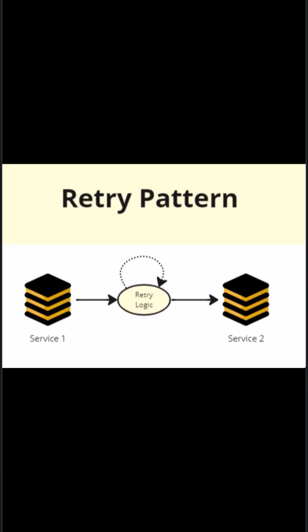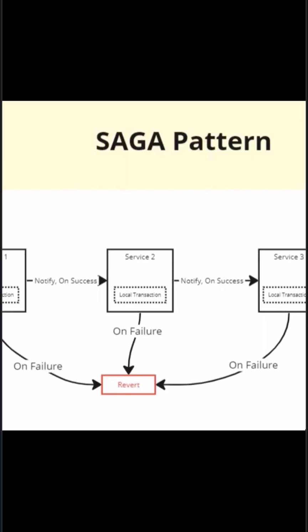In the world of distributed systems, network failures or temporary issues can occur. So the retry pattern is like having a second chance. Instead of giving up after a failure, the system automatically retries the operation. This improves the resilience of the system by increasing the chance of successful execution, especially in transient error scenarios.